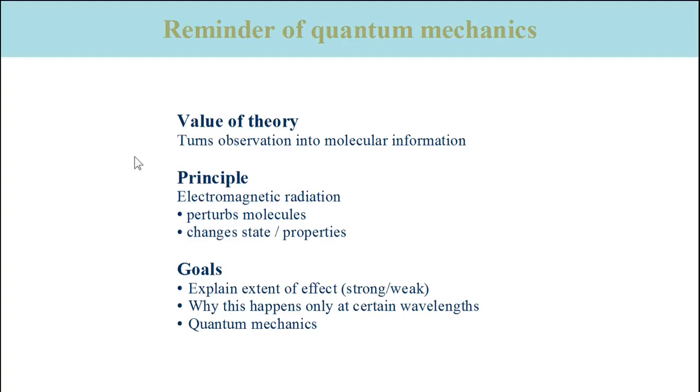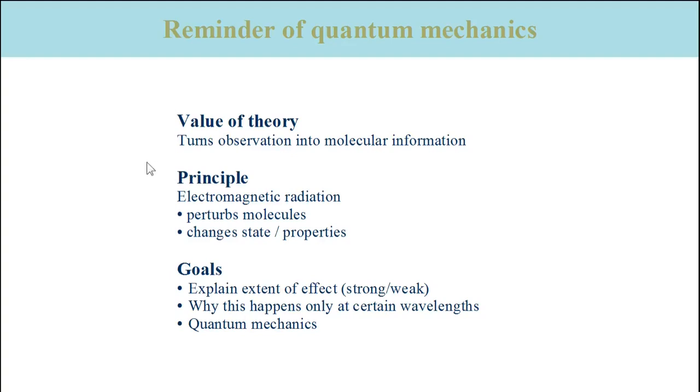Spectroscopy aims at obtaining molecular information on the system under study. The link between experimental observation and the obtained information is provided by theory, in particular by the theoretical description of the interaction between electromagnetic or particle radiation and matter. So theory turns the observed effects into valuable information about the system of interest.